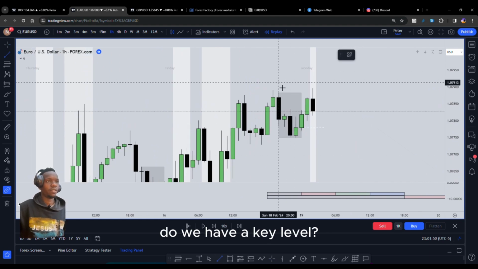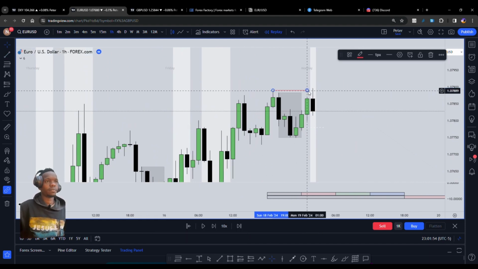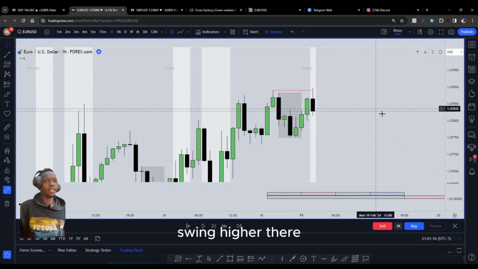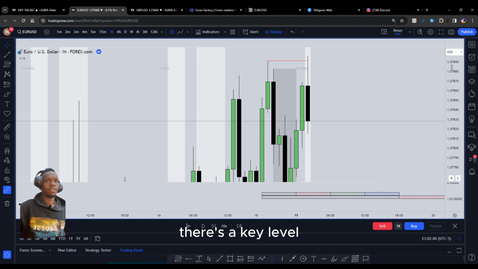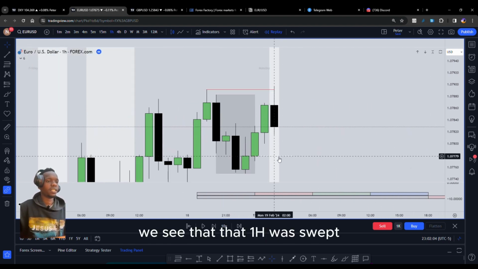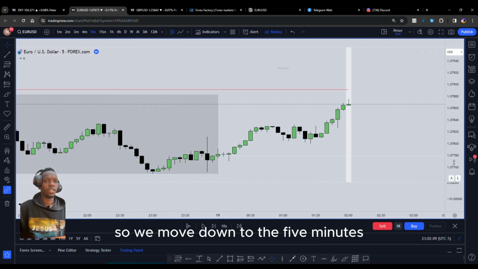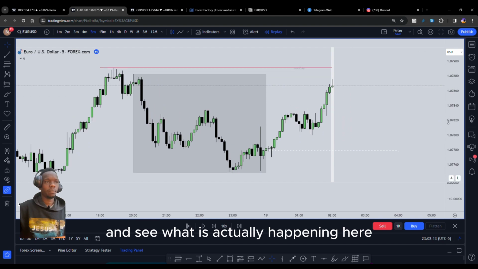We have a key level. Yes, we do. We have this 1 hour swing high there. This is a key level. At the opening price, 2 a.m. New York, London time, we see that that 1 hour high was swept. So we move down to the 5 minutes and see what is actually happening here.